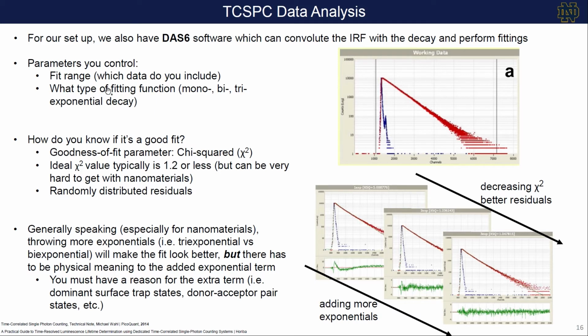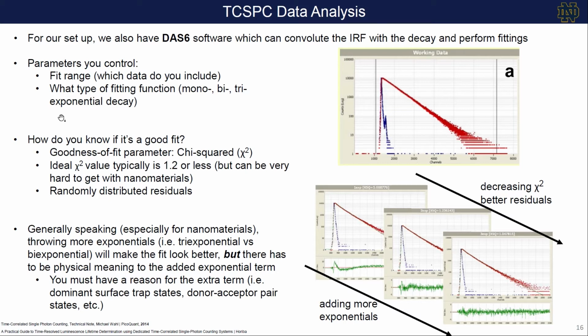Now, additionally, the parameters that you also control for fitting include what type of fitting function you want to use. We typically use mono-, bi-, or tri-exponential decay. There could be things like stretched exponentials that people use, but typically you have control over what order of decay you want. You can also give it different starting values, which I didn't add here, but that's another thing you can give it.